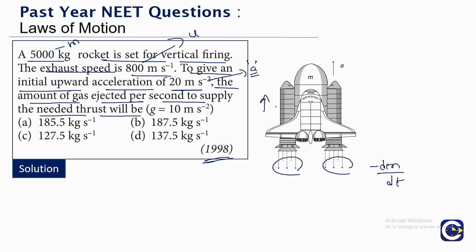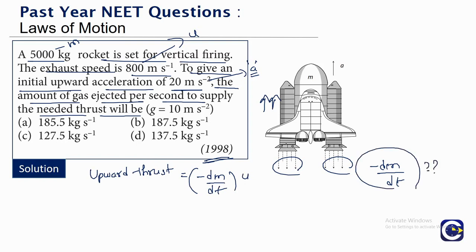The upward thrust will be equal to what? Upward thrust is equal to minus dm by dt into u. Here also they are asking us to find this minus dm by dt value. They are asking us the amount of gas ejected per second to supply the needed thrust. Here, what is the thrust that they are looking for? They are looking for a thrust so that the rocket will have a net acceleration upwards. How much is it? 20 meter per second square.